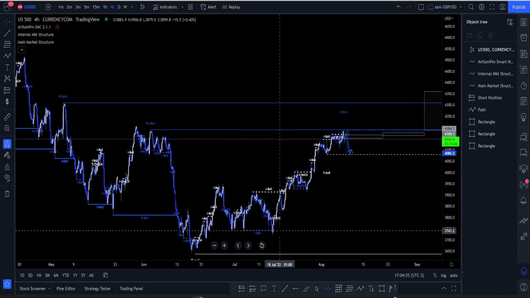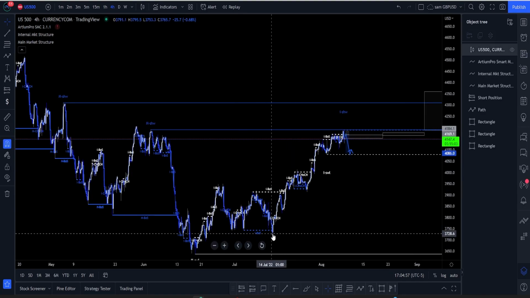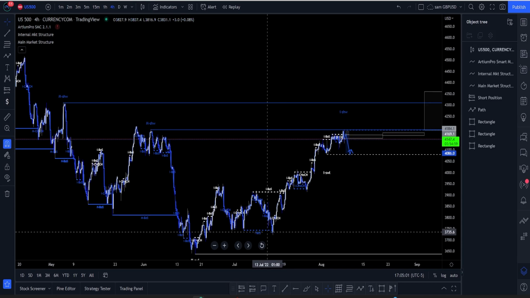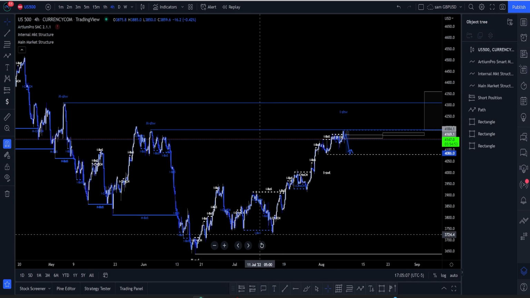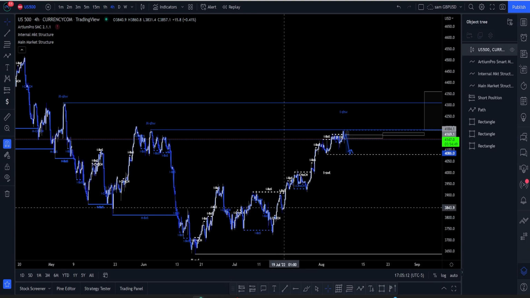So right here, what is this? Sell side liquidity. This is going to be your stops. If anybody entered buy trades here, they're going to be putting their stops right below these previous lows. So it's taking out stops for a quick reversal in the opposite direction.